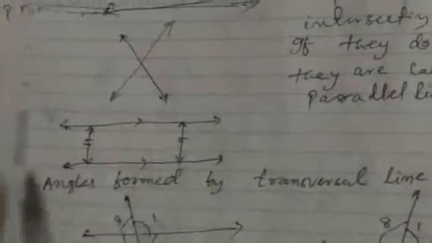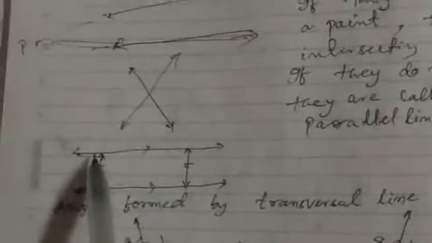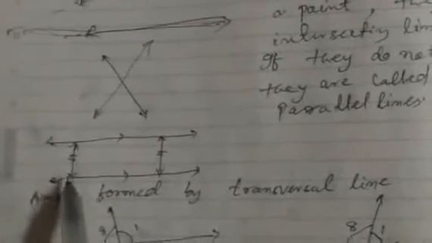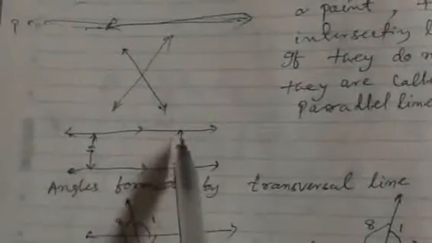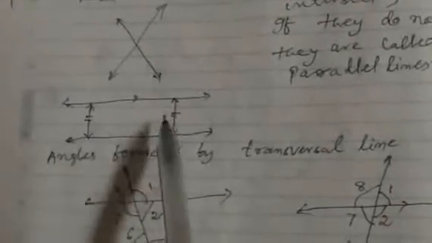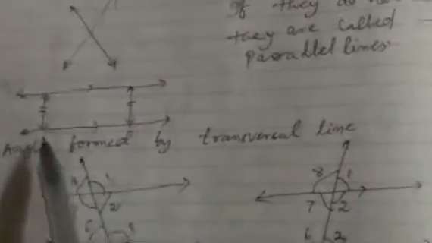If two lines, when extended infinitely, have no chance of intersection or meeting, and if you take any two corresponding points from the two lines and the distance remains the same throughout, for any other pair of points you take, then you can say the pair of lines are parallel lines.